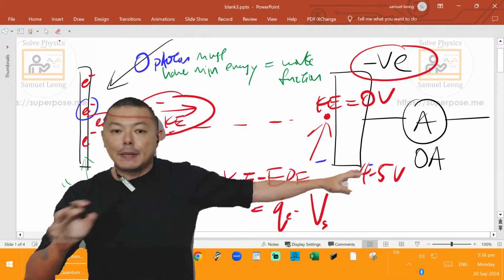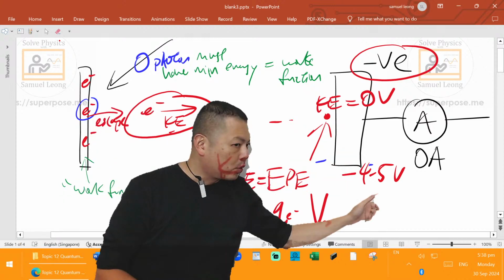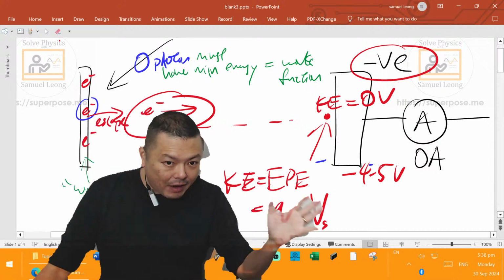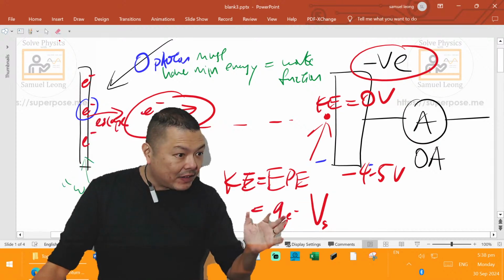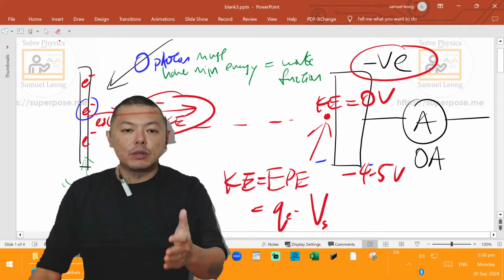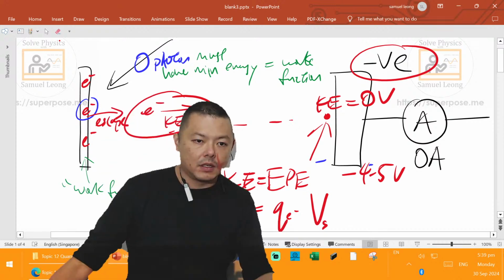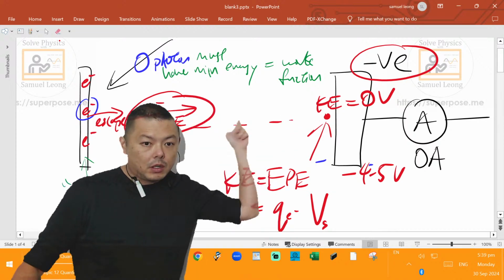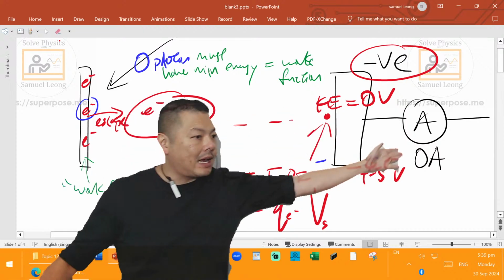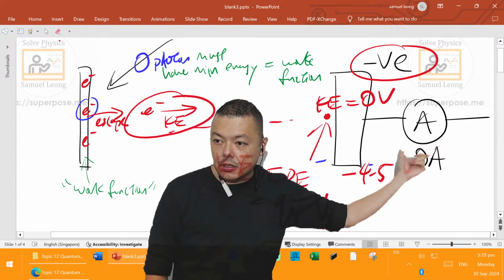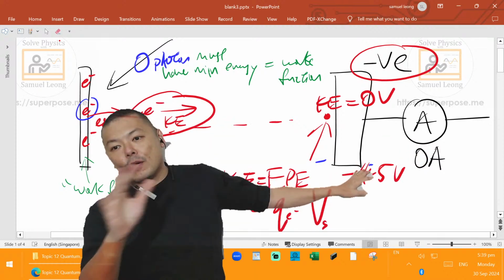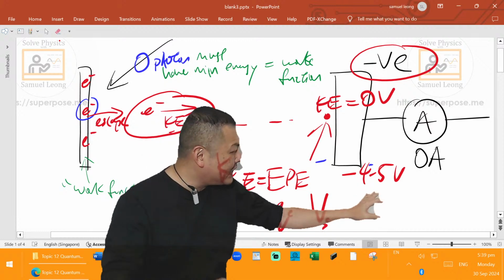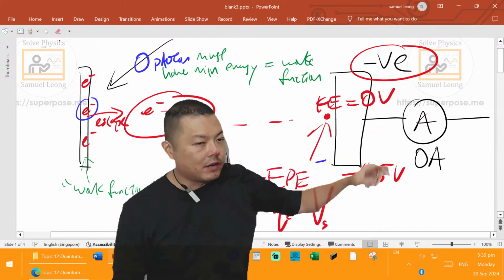What happens if I adjust this plate to negative 4.4? Is it negative enough? Not negative enough, right? How would you know that it's not negative enough? The ammeter will give you a reading. Why? Because the electrons will be able to touch the plate. Once the electron touches the plate, the ammeter will give you a reading. So negative 4.4 won't be enough. How about negative 4.7? Let's say I adjust it to negative 4.7. What will be the reading of the ammeter?